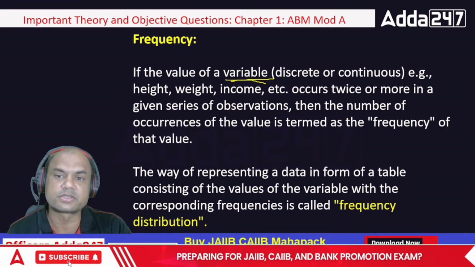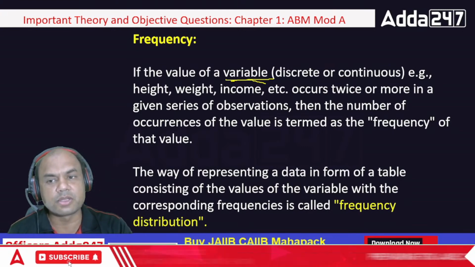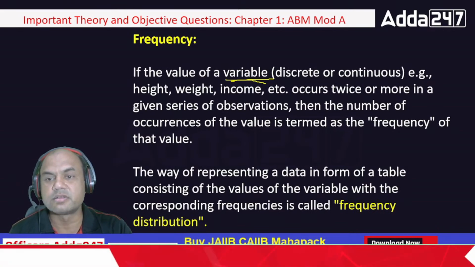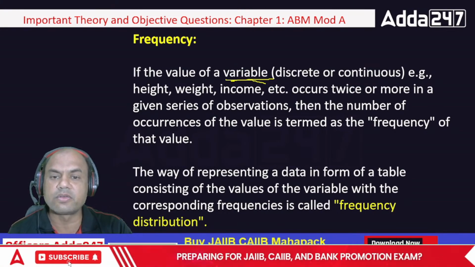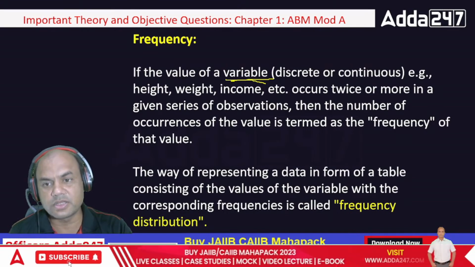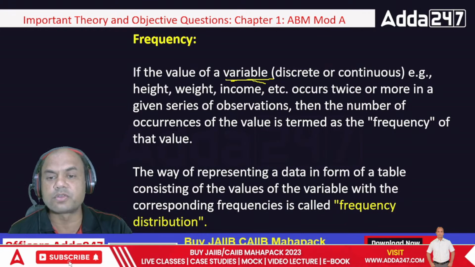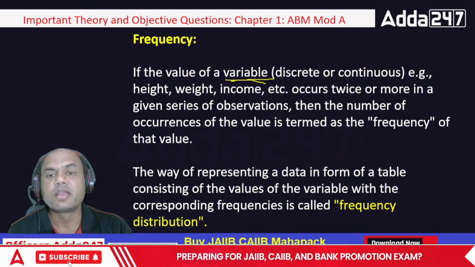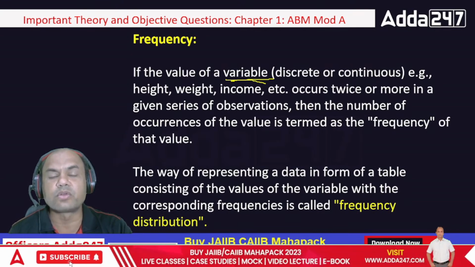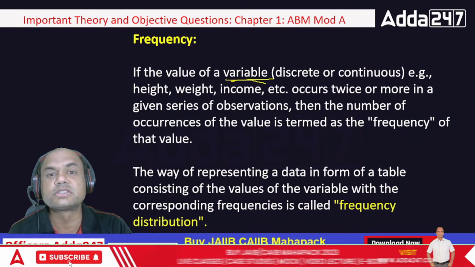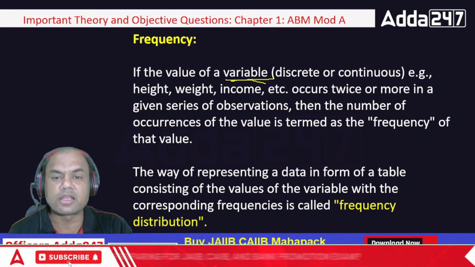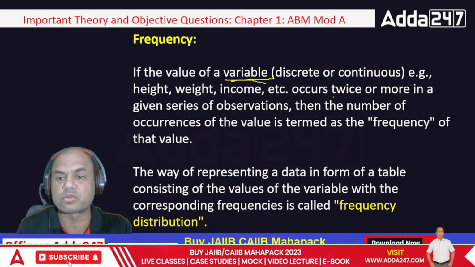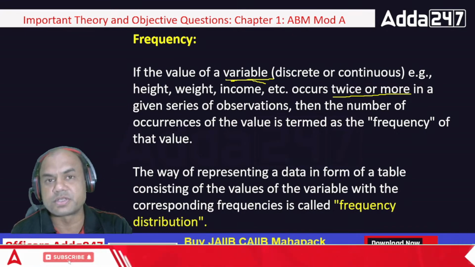So that is continuous. So if a value of the variable, discrete or continuous, example height, weight, income, etc., occurs twice or more in a given series of observations, then the number of occurrences of the value is termed as the frequency of that value. Okay, simple. Discrete or continuous means whether I can count it headwise or I have to count it using some other unit. If the value of that variable occurs twice or more in a given series of observations, what does it mean?